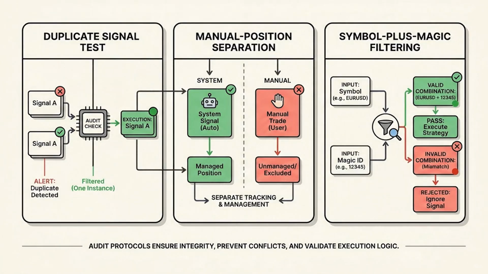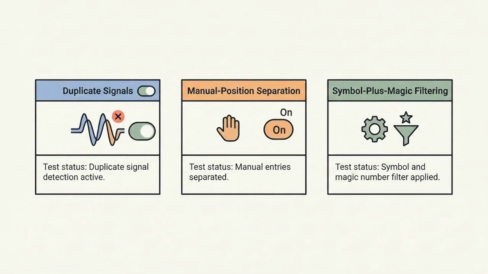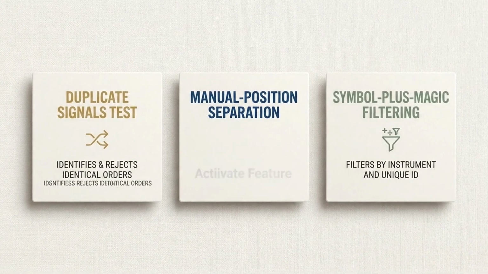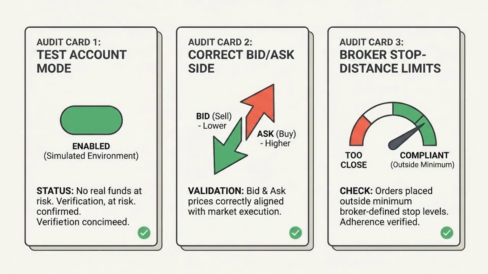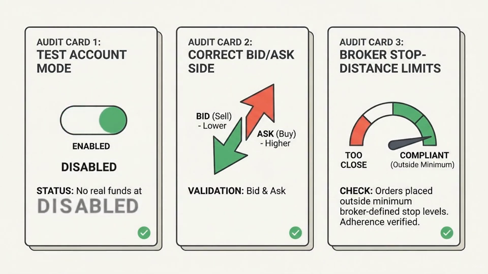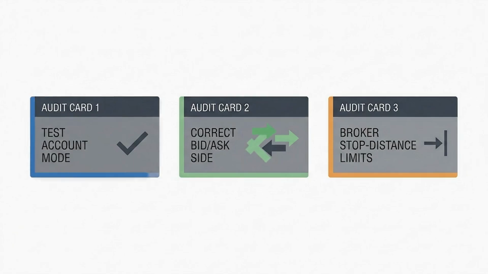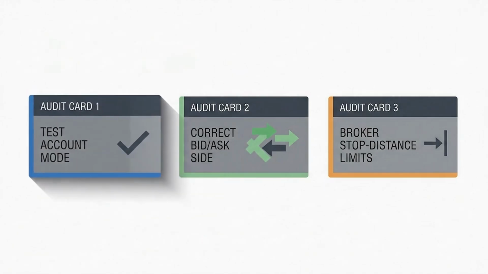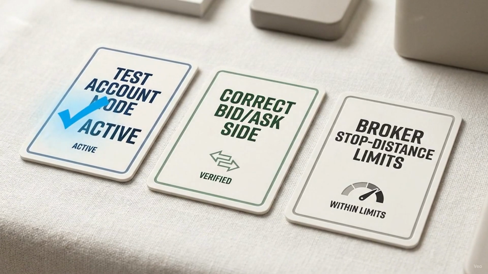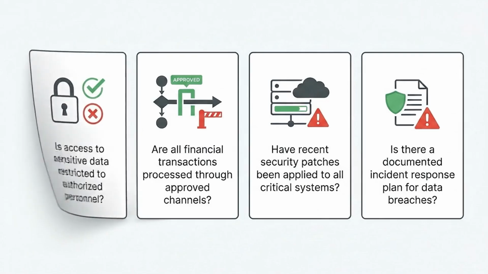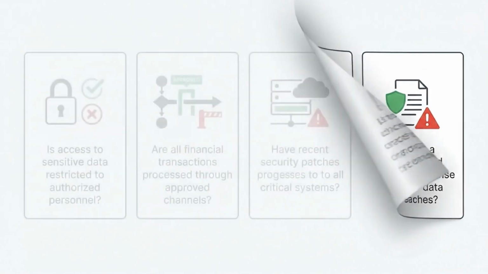Can the same crossover be processed more than once? Can a manual trade be mistaken for the bot's position? Does the position check filter by both symbol and magic number? Does its position logic behave correctly on the account type being tested? Are buy and sell prices taken from the correct side of the market? Can the stop distance violate the broker's minimum level? What happens when the indicator buffer has not loaded enough data?